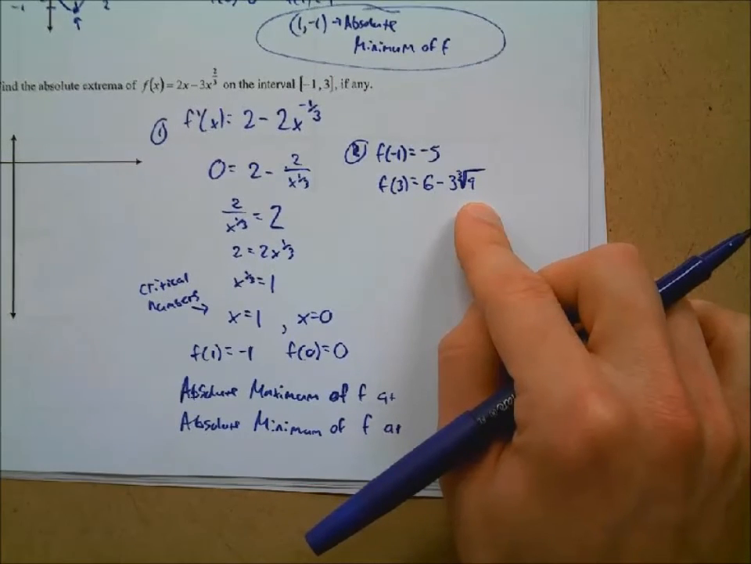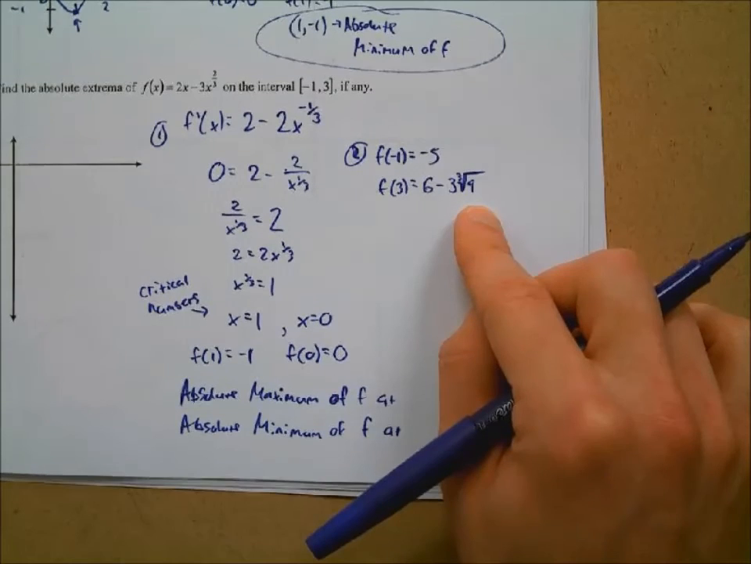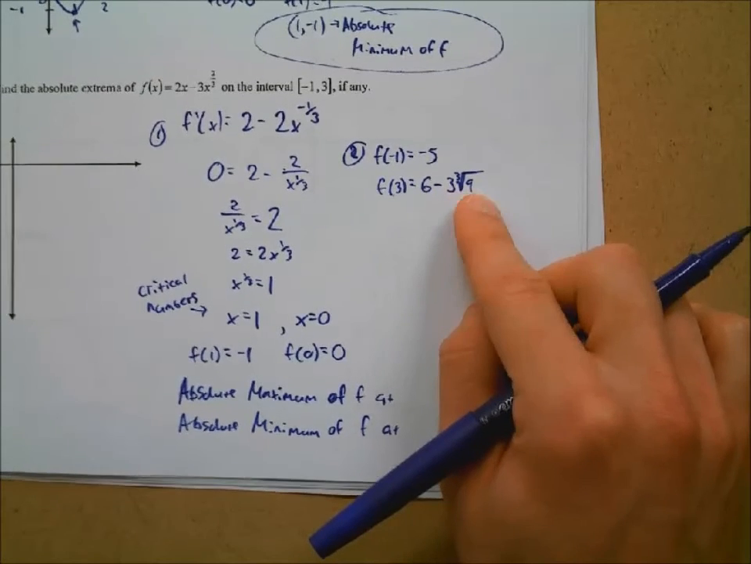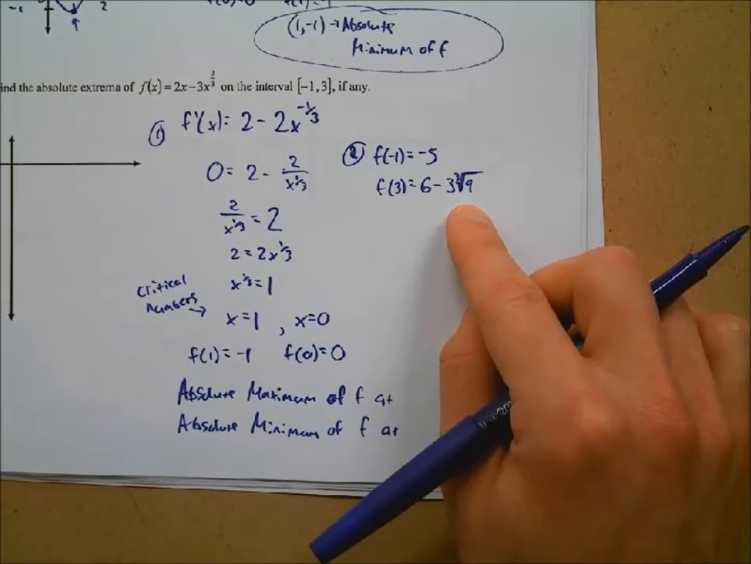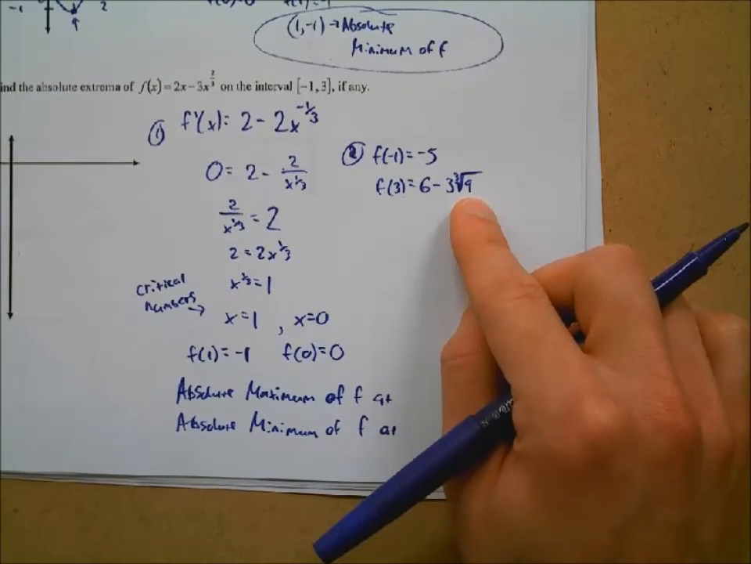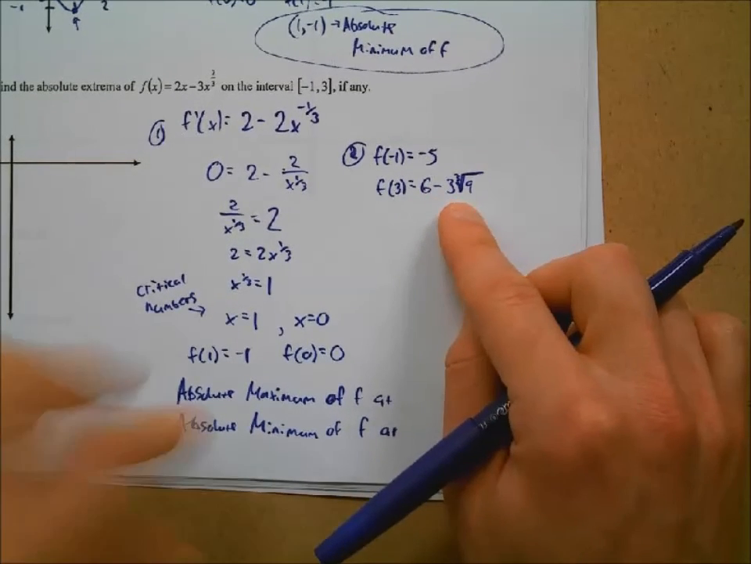So the cube root of 9 is just above the cube root of 8, exactly right. What is the cube root of 8? 2. So if it was 8, it would be 3 times 2, 6. It would be 6 minus 6, and so it would be 0. But since 9 is a little bit more, the cube root of 9 will be a little bit more than 2. 3 times a little bit more than 2 will be a little bit more than 6. 6 minus something just a little bit more than 6 is going to be negative.